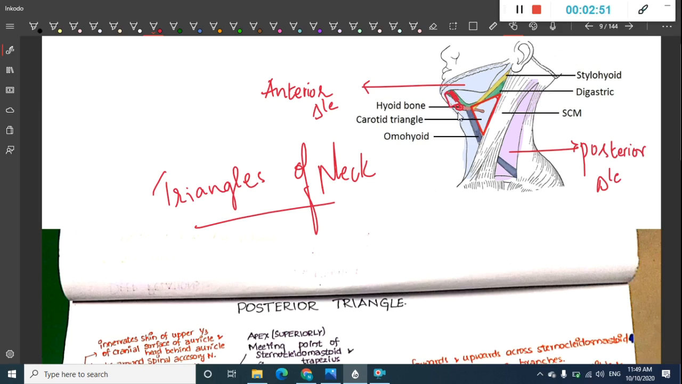Then you have one more triangle below the mental triangle, which is bounded on either side by the belly of the omohyoid muscle, and this triangle is called the muscular triangle. So these are the different triangles: the anterior triangle is divided into these four triangles. First we will see the posterior triangle, then we go into the anterior triangle.